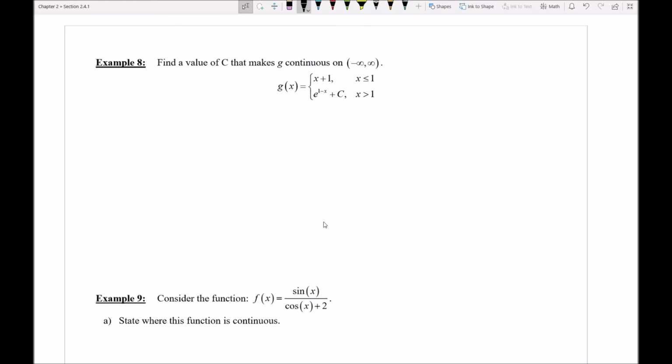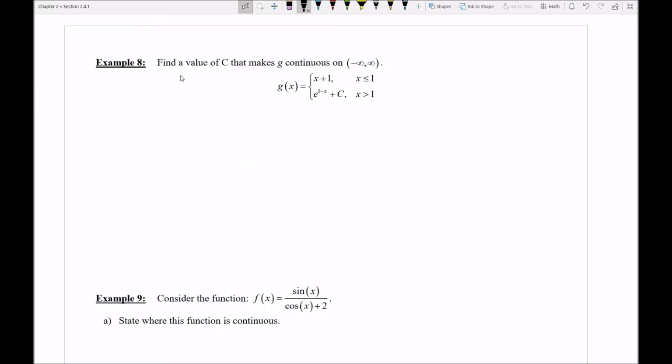Let's take a look now at example number 8 and return to an idea that we talked about near the beginning of this section, which is how do I show that a function is continuous at a point, and how can I show that it's continuous on an interval? We've looked at those two ideas previously, and we're going to combine them here into a question like example number 8.